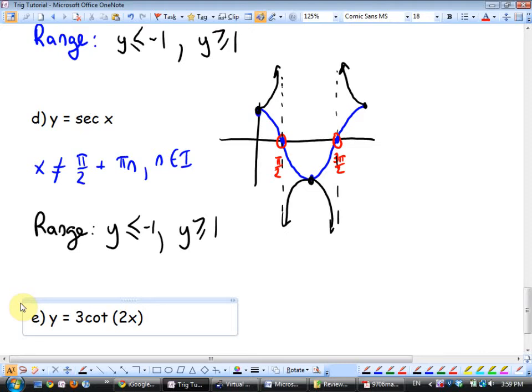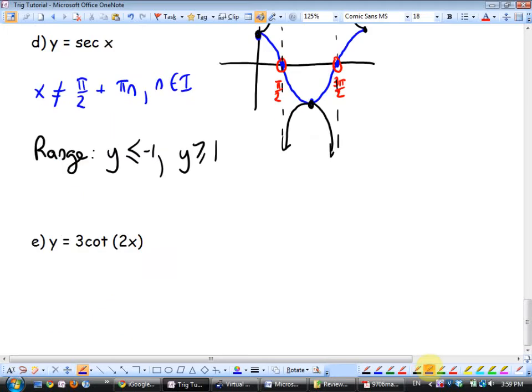Okay. Ignore it temporarily. First, just pretend there's no 2 there, I would find the domain of just good old cotangent. How would I do that? I don't know the domain of cotangent. What's cotangent go with? Tangent. I would sketch tangent like that. Cotangent is going to have an asymptote where tangent is 0.